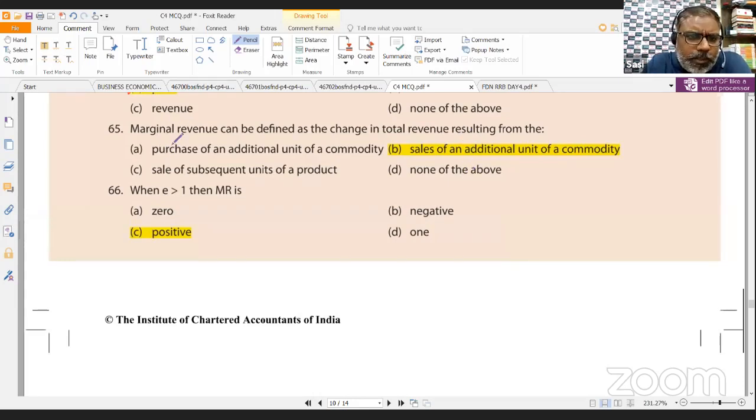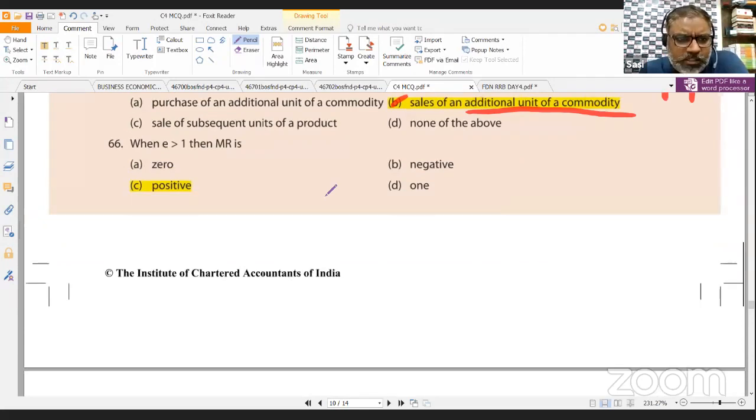Then the other comes. The marginal revenue can be defined as the change in the total revenue resulting from the sale of an additional unit of commodity. That is what is marginal. Marginal means always 1 plus. By selling one more commodity, whatever the additional revenue that can be generated, that is called marginal revenue. So B is the correct answer for question number 65.